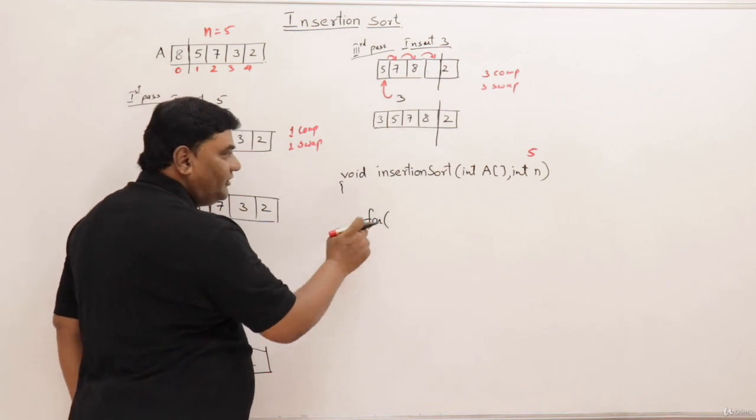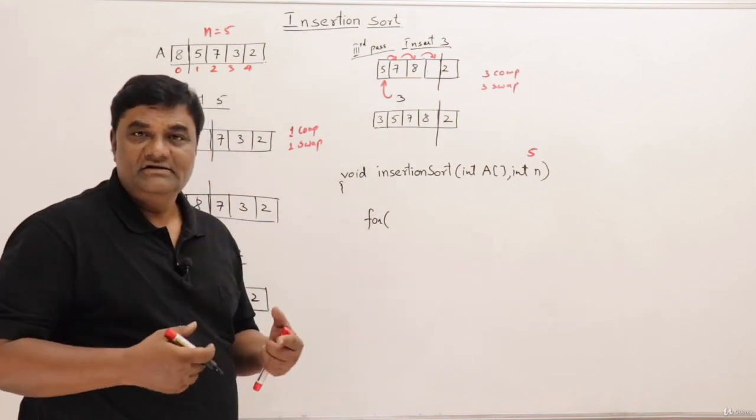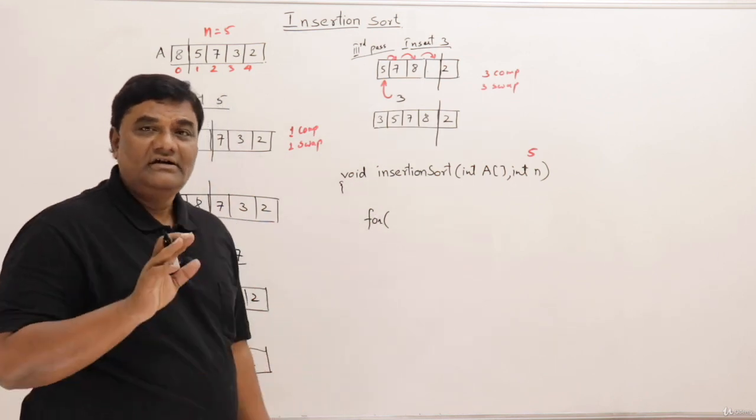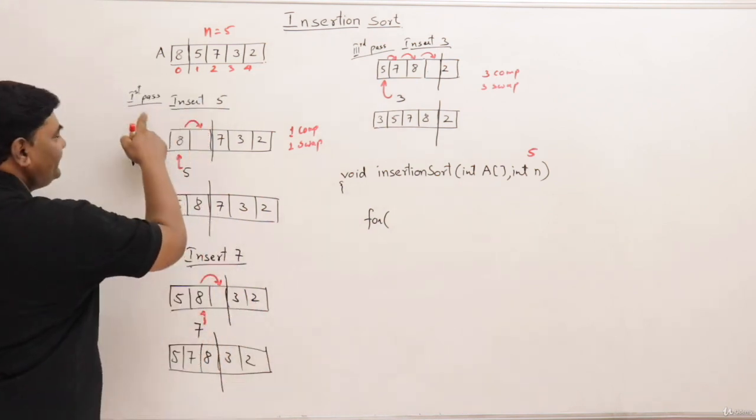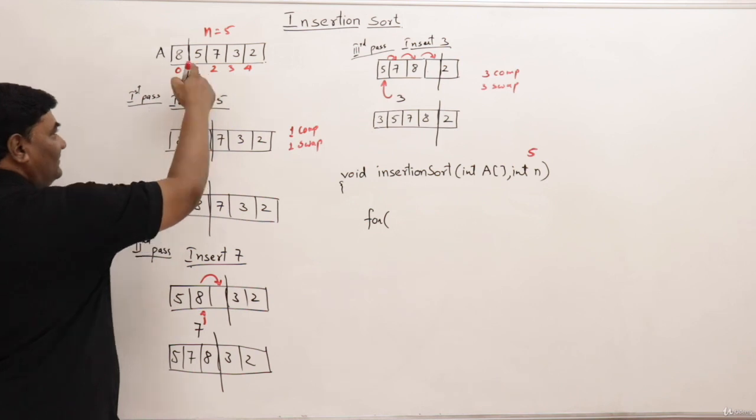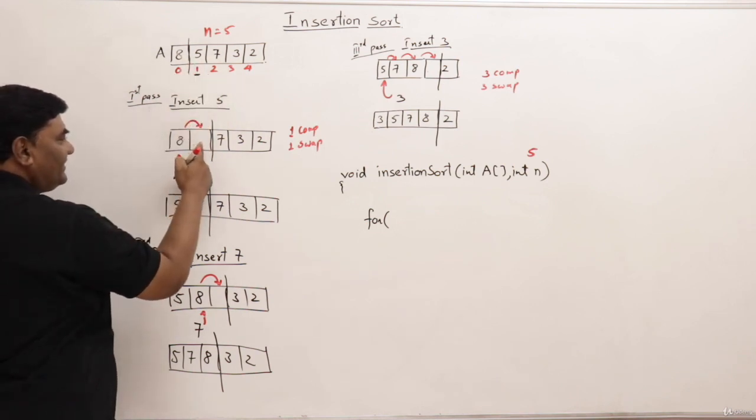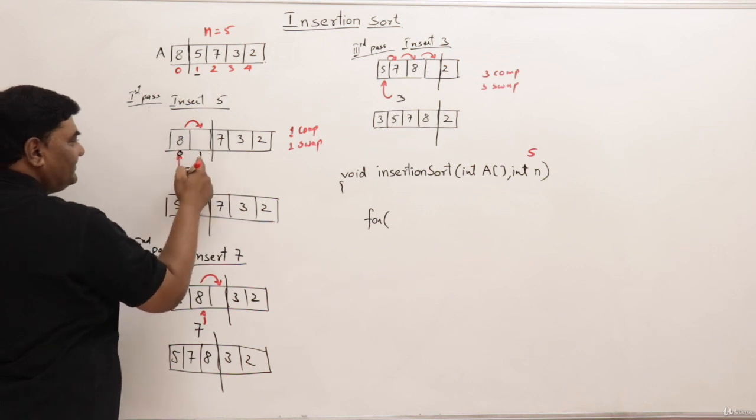Now the first for loop is for passes. How many passes for n elements? N minus 1 passes. But if you see the passes, in the first pass, which element are we trying to insert? That is the second element at index 1. So we are trying to insert this one, right? So this is index 1.